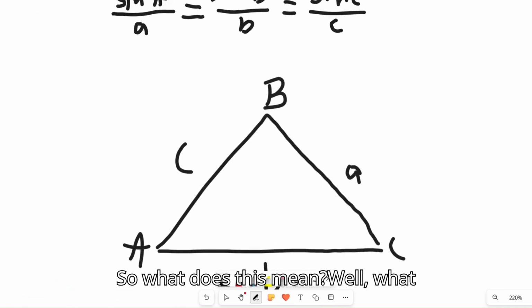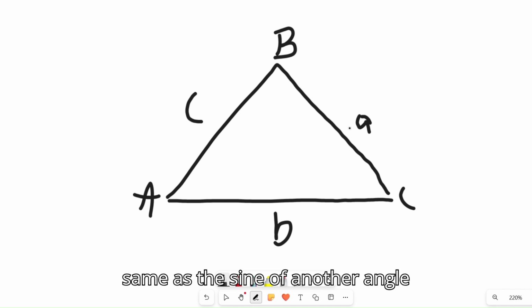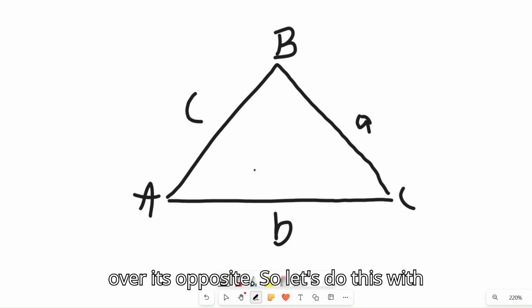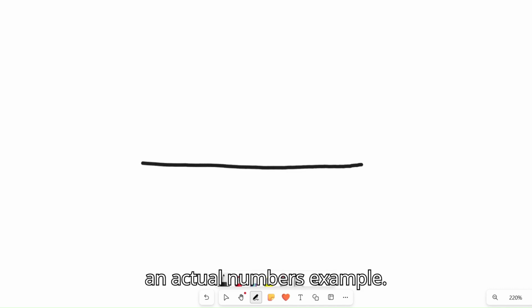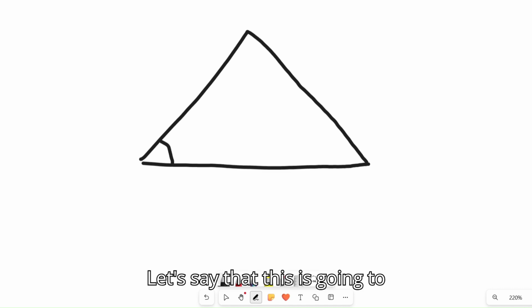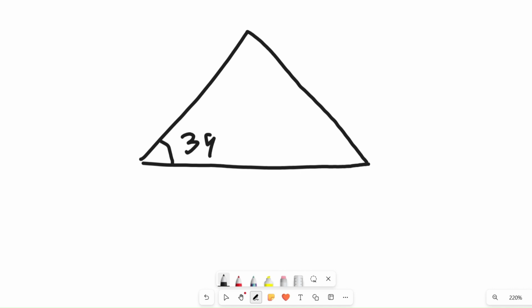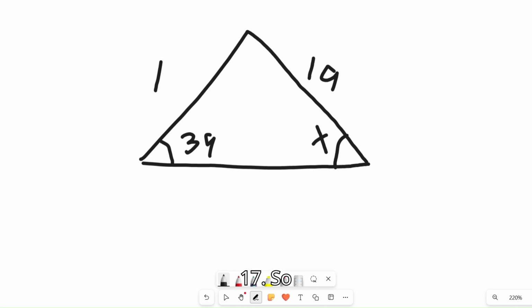So what does this mean? Well, it's saying that the sine of an angle over its opposite is the same as the sine of another angle over its opposite. So let's do this with an actual numbers example. Let's say that this is going to be 39. This is going to be x. We'll make this 19, and this right here will be 17.